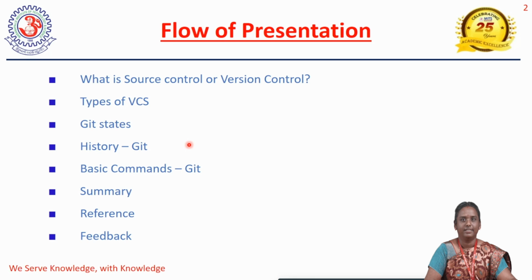These are the topics we are going to see in this session: what is source control or version control, types of version control systems, Git states, history of Git, and the basic commands in Git. What are the important commands to be known in Git while executing the Git software. And then finally, I'll conclude with summary, reference, and reference slides.